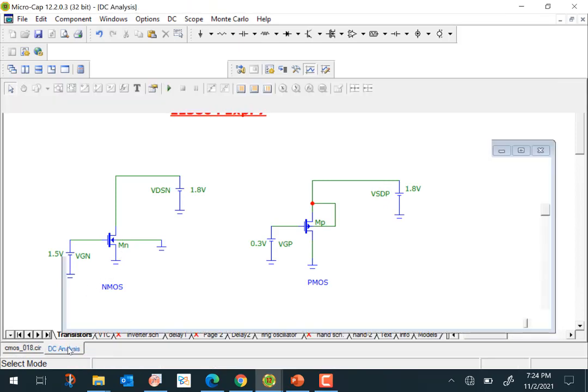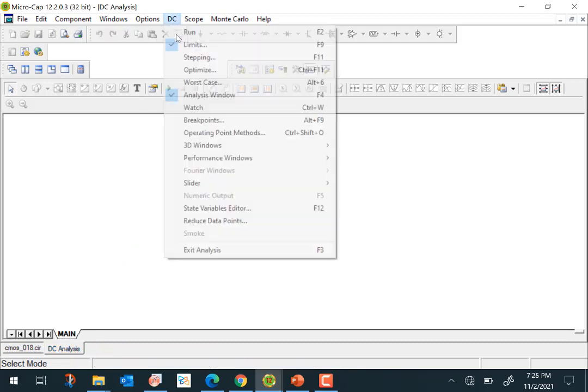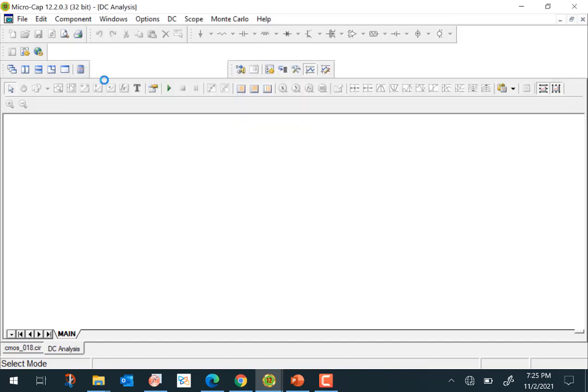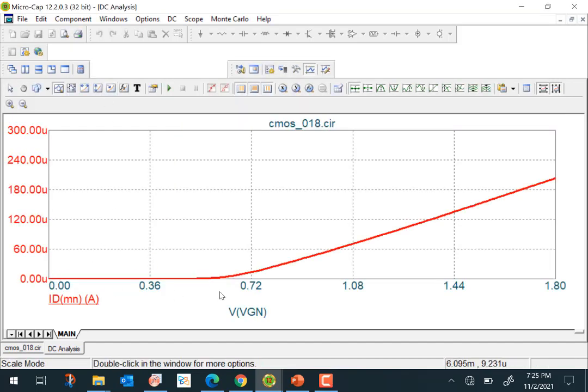So, let's go back here, and we can simulate with auto scale. Let's run the simulation. Right, so this is how it goes here. This is the drain current along the y-axis versus gate to source voltage here. Somewhere around 0.5 or so, you can see the threshold voltage. That's where the current starts to become significant.